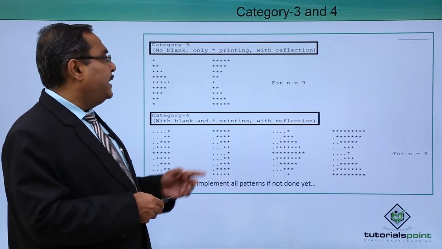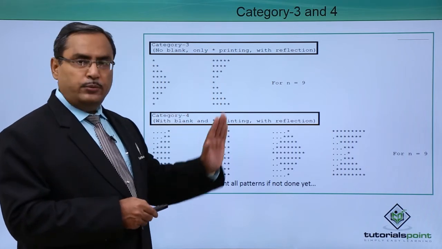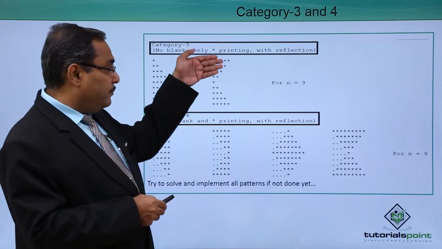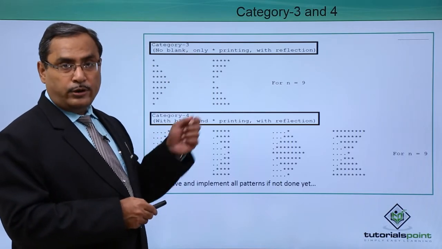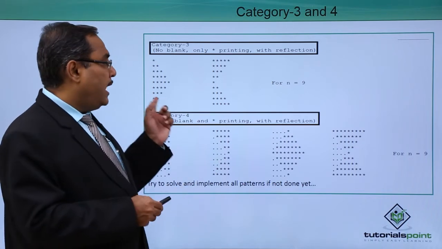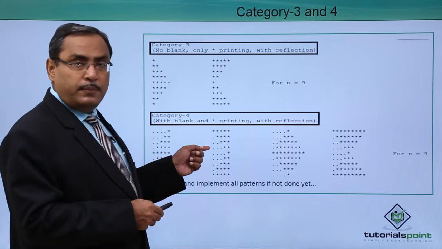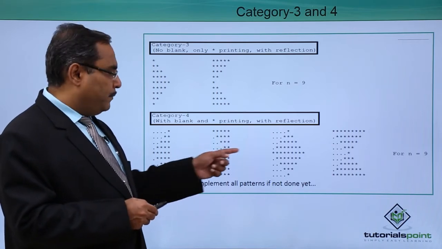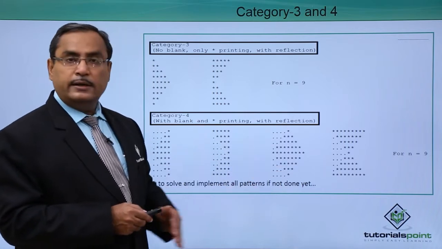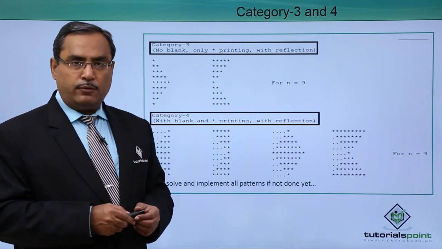Okay. Now this is my category 3, where blank spaces are not there. Patterns are starting with the asterisk symbol, star symbols directly, but there is some reflection there. So here we are going to find out the middle point as we have discussed in the earlier videos, and then these patterns can be generated. And for this category number 4, we are having blank spaces there, we are having asterisk symbols, and also we are having the reflection. So 4 different patterns we have discussed in category 4.